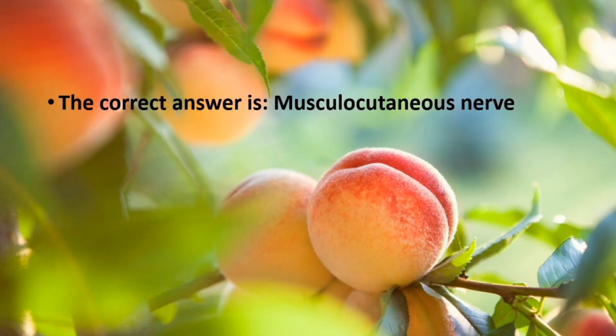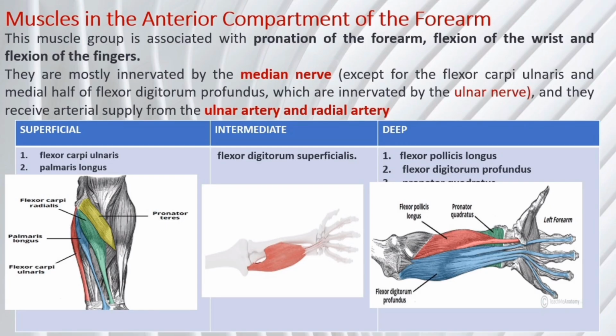The correct answer is musculocutaneous nerve. The muscles of anterior forearm. The muscles in the anterior compartment of the forearm are organized into 3 layers. Superficial: flexor carpi ulnaris, palmaris longus, flexor carpi radialis, pronator teres. Intermediate: flexor digitorum superficialis. Deep: flexor pollicis longus, flexor digitorum profundus, and pronator quadratus.